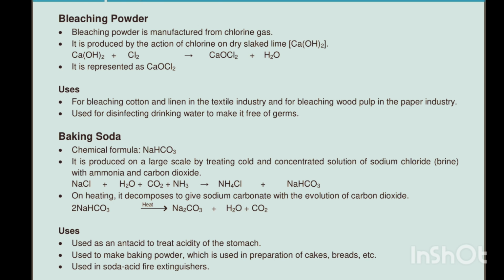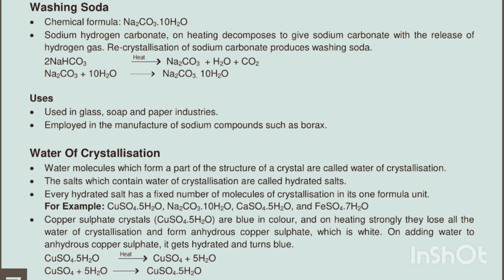The next topic we have is washing soda. So let us learn about washing soda. The chemical formula of washing soda is Na2CO3·10H2O. How can we prepare this? Sodium hydrogen carbonate on heating decomposes to give sodium carbonate, with the release of gas. Recrystallization of sodium carbonate produces washing soda. We mix it again with water, that is 10H2O, giving rise to Na2CO3·10H2O. In this way we can prepare washing soda.